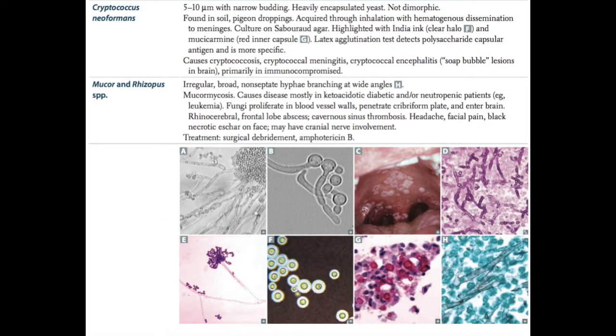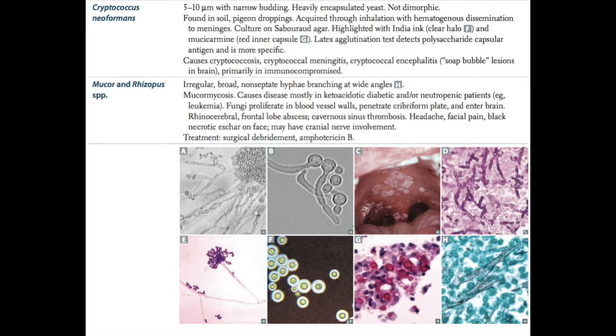For Cryptococcus neoformans, we associate this typically with cryptococcal meningitis, but we can also see it in what we call cryptococcosis. Heavily encapsulated yeast, not dimorphic, so we don't see hyphae, we just see the yeast. Found in the soil, can also be found in pigeon droppings. We culture it on Sabouraud's agar, and we stain it with India ink. We use a test called the latex agglutination test, which detects polysaccharide capsular antigen, and we can see soap bubble lesions on the brain, which are also characteristic for cryptococcal meningitis. So here, second from the right, we see a picture, again, that yeast, heavily encapsulated, no hyphae.